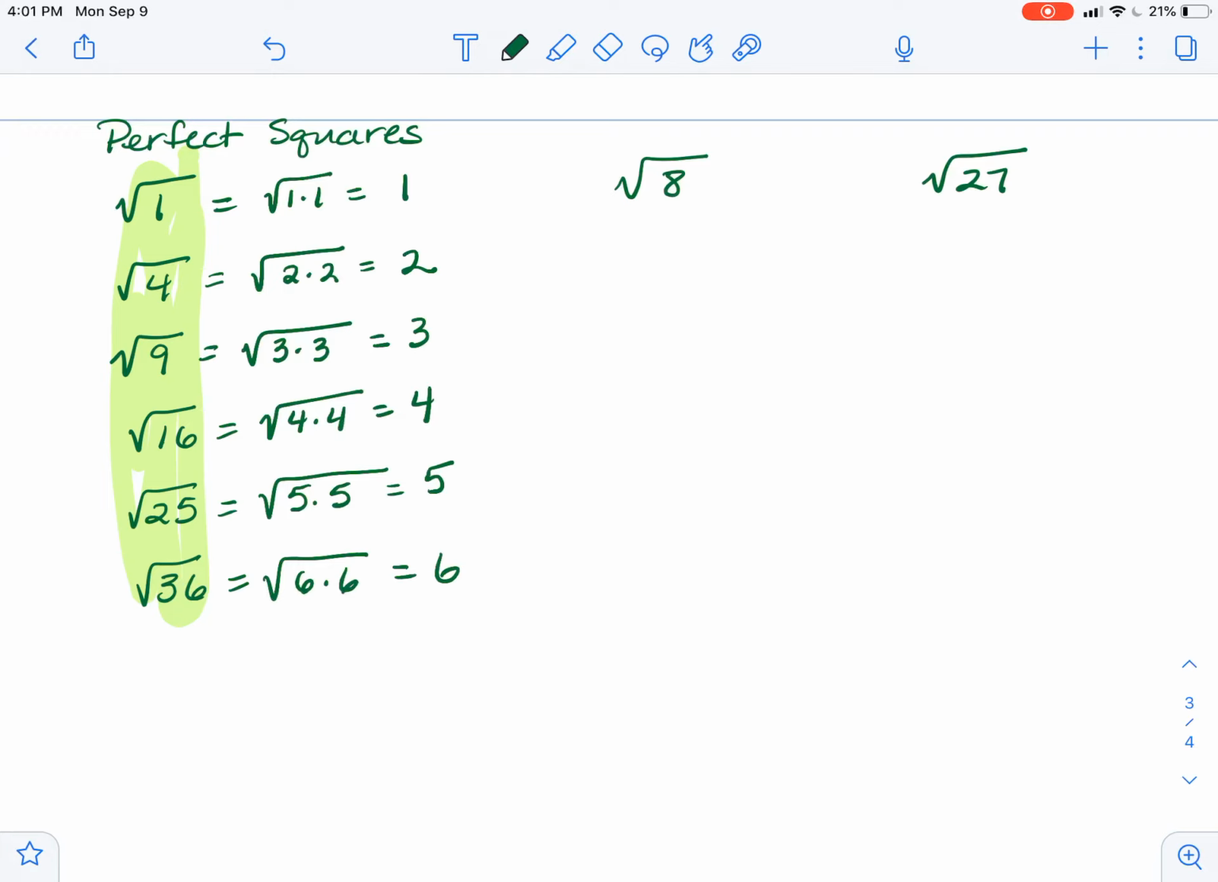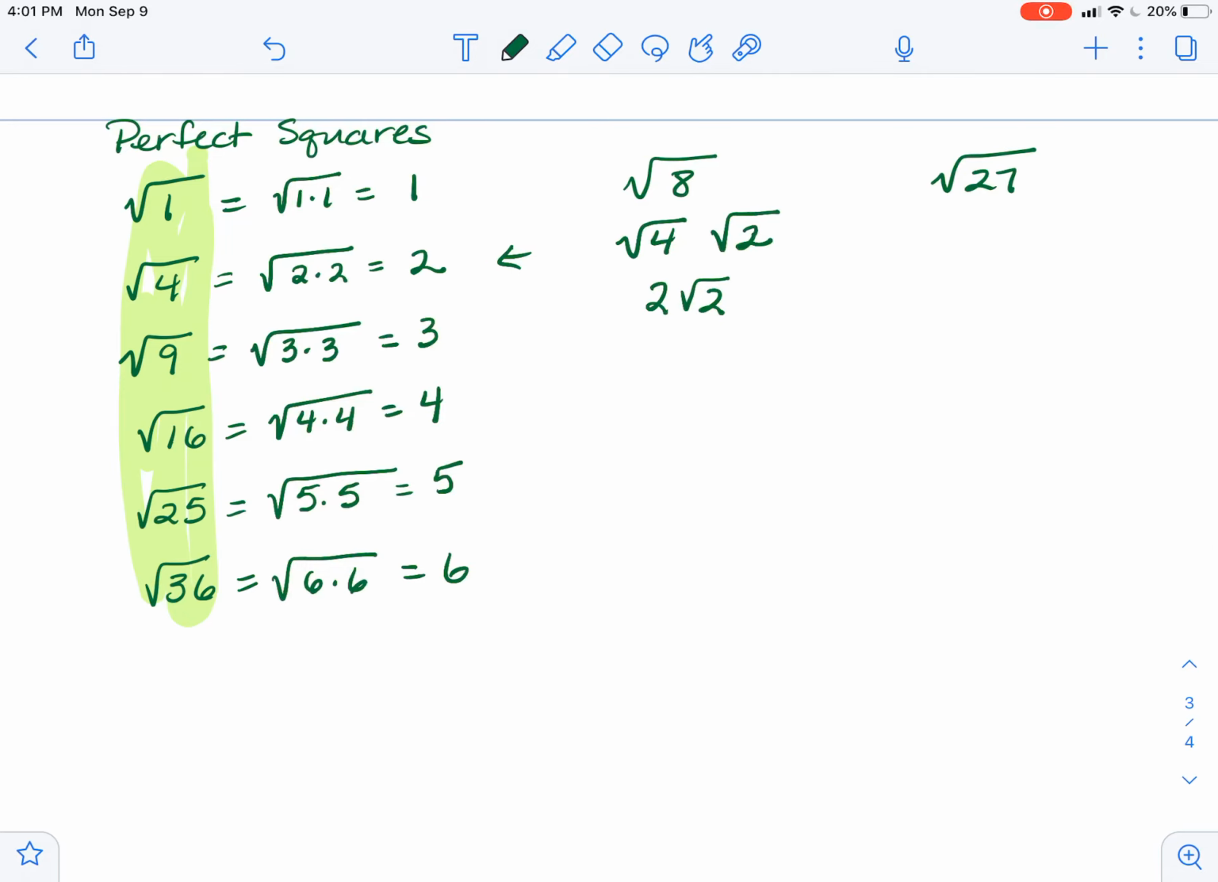So what we're looking for is what perfect square goes into 8. I'm going to look over here at what I've highlighted in green, and I want to know which one of those numbers goes into 8. And I don't want to know just which number, but which is the largest number, okay? Hopefully you say, well, I know 4 goes in there, and that's 4 times 2. So the square root of 4 is 2, square root 2.